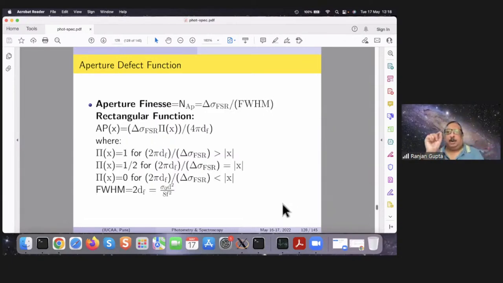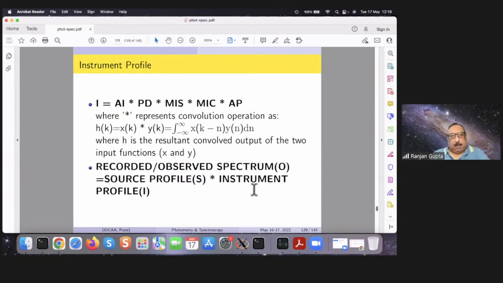Then the small aperture which you will use, an aperture being a simple hole, will be a rectangular function. And finally, the instrument is a convolution of all these. You know, the Airy function, the plate defect, which is the sagging, the misalignment, polishing, and aperture.